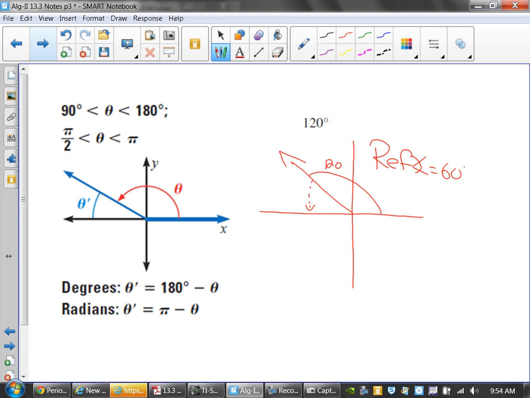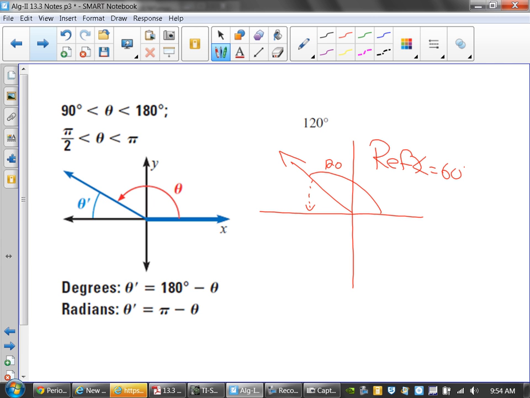So the reference angle here is 60 degrees, which means that 120 degree angle is going to mimic all the properties of a 60 degree angle within the first quadrant with different signs. And I mean S-I-G-N, not S-I-N-E, okay? It'll be different positives and negatives because it's in a different quadrant.